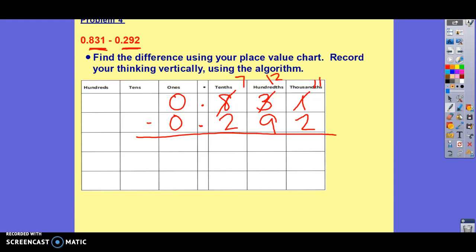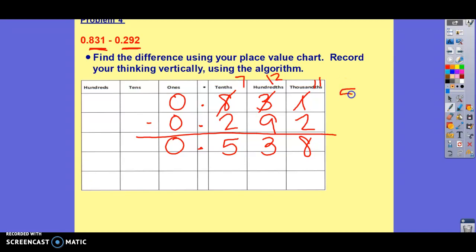So 11 minus 2, we'll have 8 thousandths. 12 minus 9, we'll have 3 thousandths. 7 minus 2 will have 300. 7 minus 2 will have 5 tenths. Our correct answer is going to be 538 thousandths.